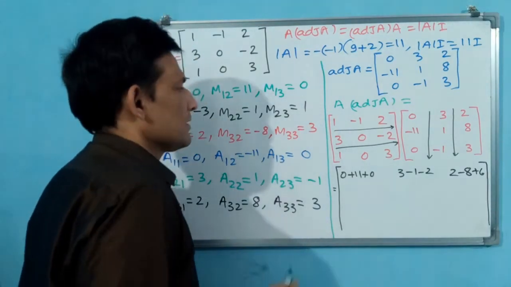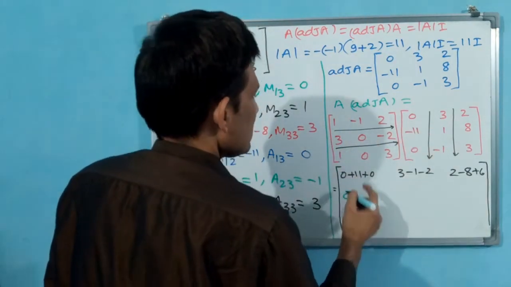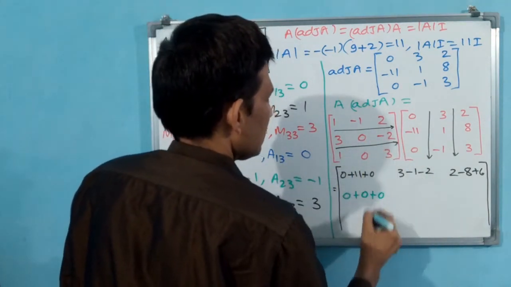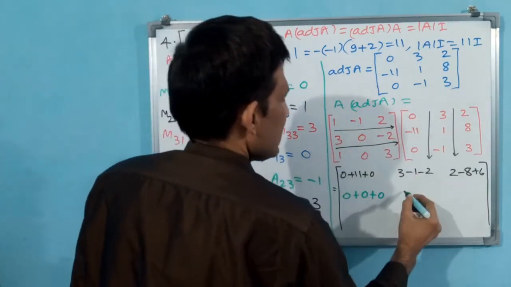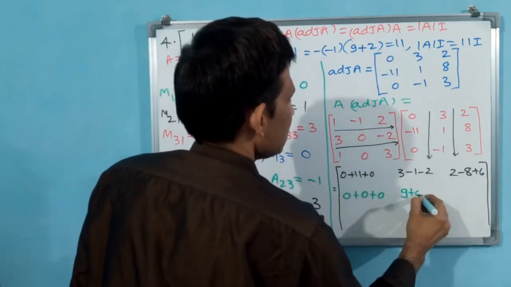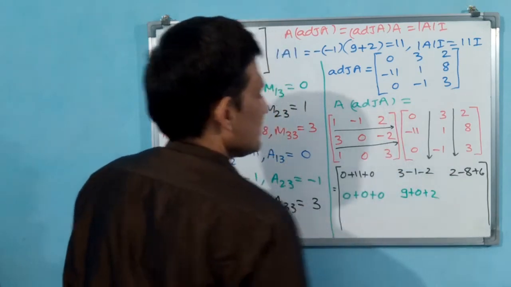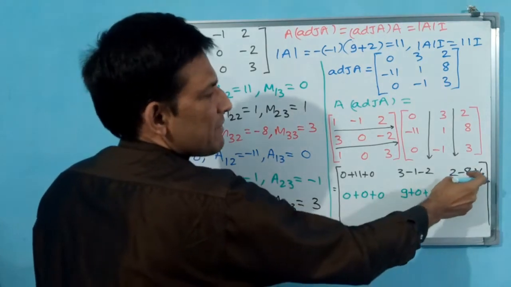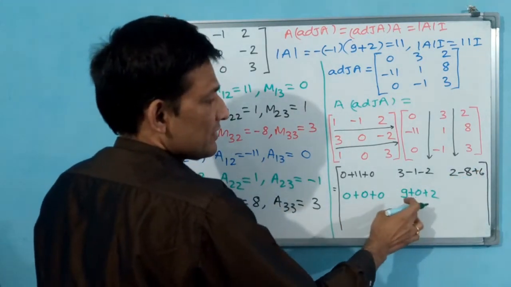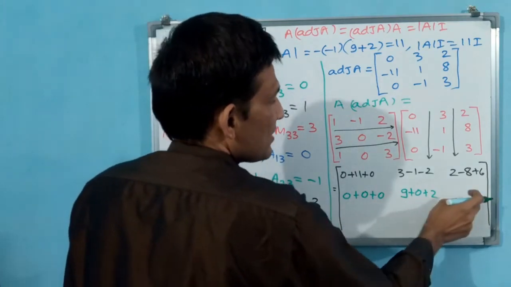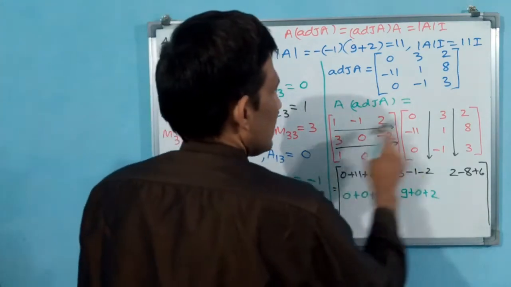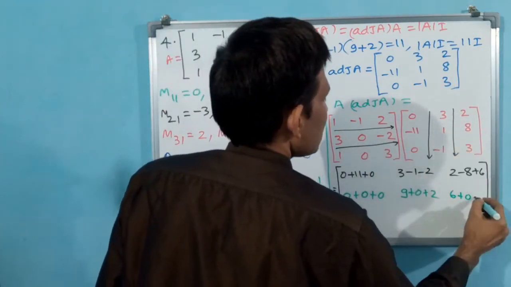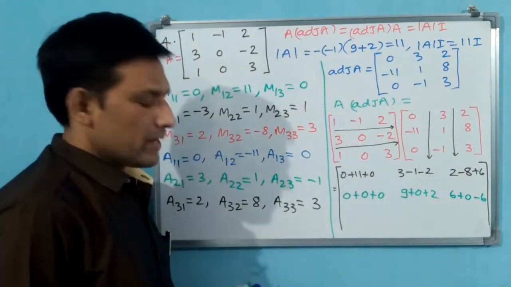Okay, now take this one. 0, 0, 0. Okay, now 9, 0, 2. You see now it has become plus 11. 0. 6 plus 2, 8 minus 8, 0. 0, 0, 0. That means this is going to become 0. Sorry, 11. Here 0 will come. Let us see. 6, 0, minus 6. Okay?